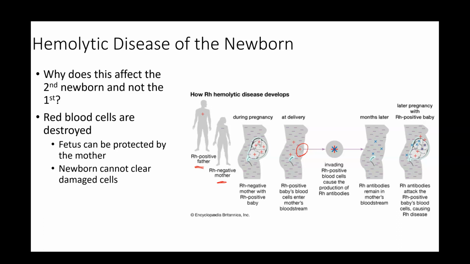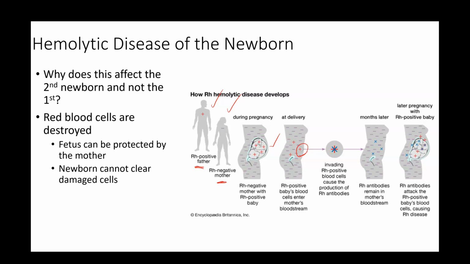So let's just think about the situation that has to occur. If the baby's Rh negative, this doesn't happen. If the dad's Rh negative, this doesn't happen. If the mom's Rh positive, this doesn't happen. So it's a fairly specific set of circumstances that has to occur in order for this to happen.